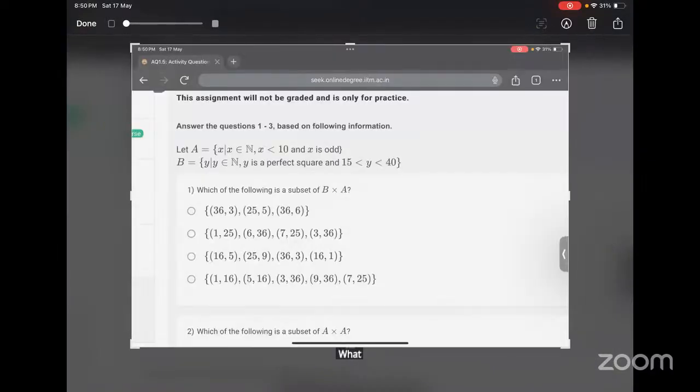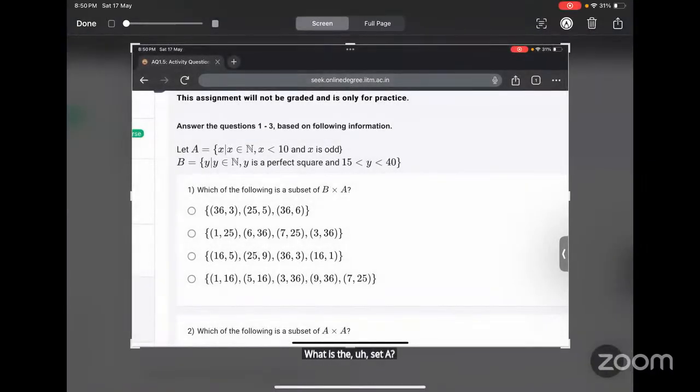What is the set A? First, let me know what is the set A. It's 1, 3, 5, 7, 9. Okay. First of all, it should be less than 10 and it is odd. That means 1, 3, then 5, 7, 9. Correct. Okay. And B. What is the set B? 16, 25, 36.